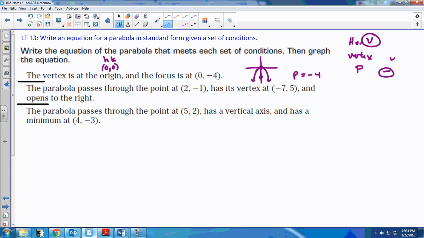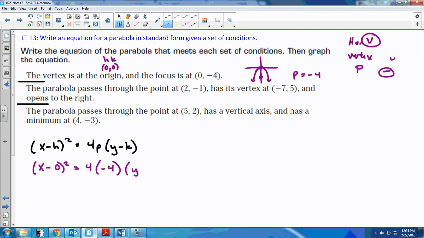And I can write the equation. I've got all the information I need. For a vertical parabola, the equation is x minus h squared equals 4 times P times y minus k. Well, that means I have x minus 0 squared equals 4 times -4 times y minus 0. And I could clean that up and make a nice equation, x squared equals -16y.